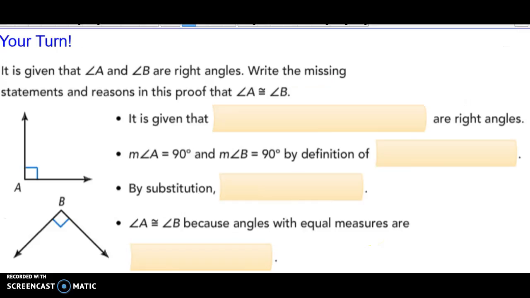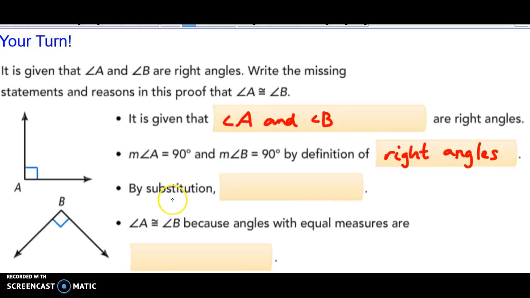All right, one more. It is given that angle A and angle B are right angles. Write the missing statements and reasons in this proof that angle A is congruent to angle B. So let's start with our statement. It is given that angle A and angle B are right angles. Second statement, the measure of angle A equals 90 degrees and the measure of angle B equals 90 degrees. And I know this by the definition of right angles. I know that that's what it means to be a right angle, is to have a measure of 90 degrees.